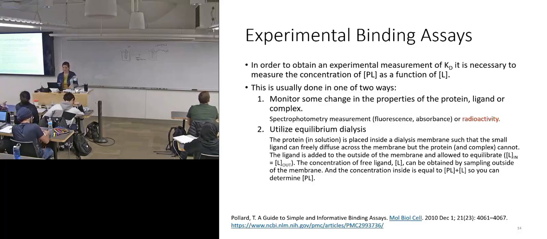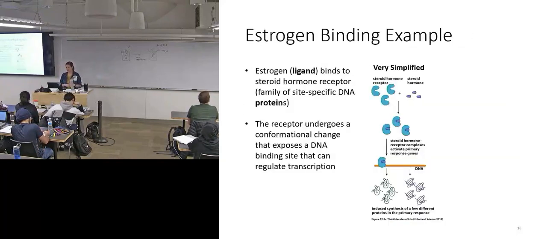So let's look at a specific example from your textbook now. It's estrogen binding to its receptor. Estrogen is the ligand. It is a type of steroid hormone. It's going to bind to its receptor, which happens to be in a family of proteins that are specific for binding to DNA. The super simplified version of this is there's the receptor, there's estrogen. Once estrogen binds to its receptor, it will then bind to DNA and initiate the synthesis of other proteins. The most oversimplified version there can be.